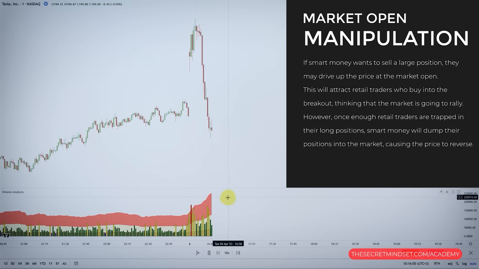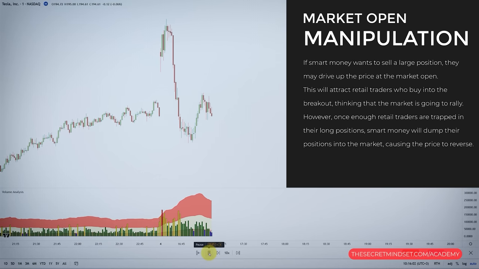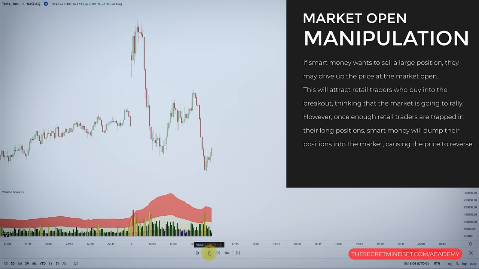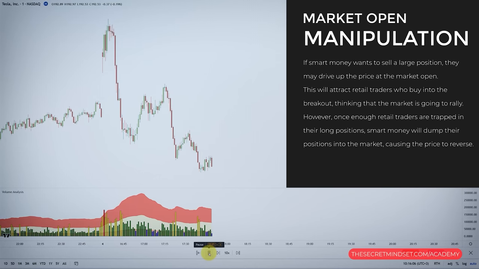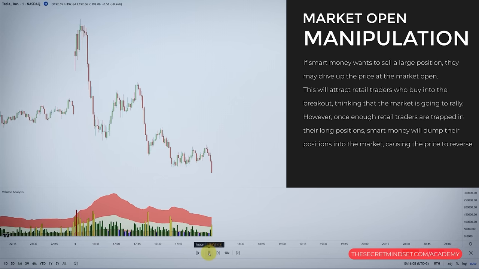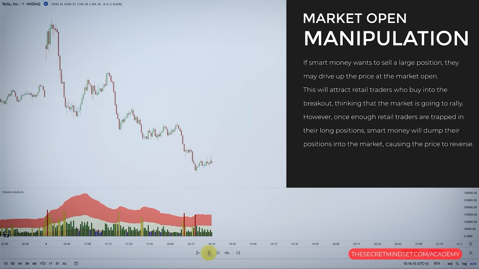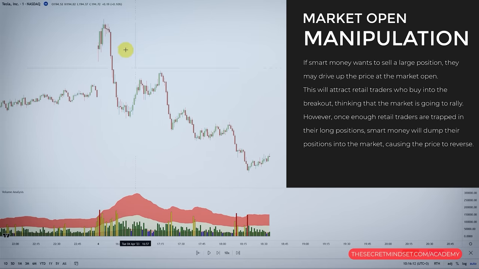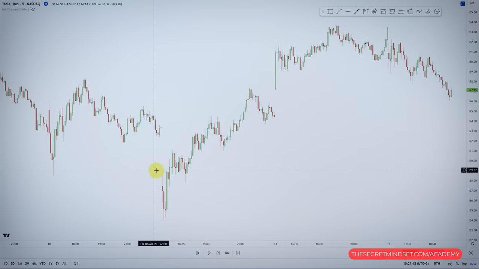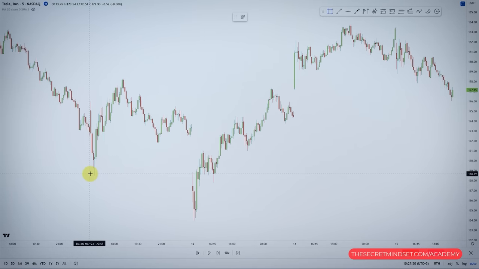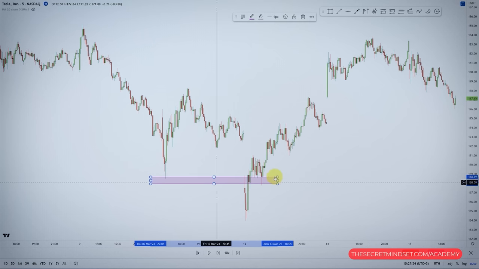However, once enough retail traders are trapped in their long positions, smart money will dump their positions into the market, causing the price to reverse. This will trigger stop loss orders and panic selling from retail traders. There are many types of market open manipulation that smart money can use to trick retail traders.